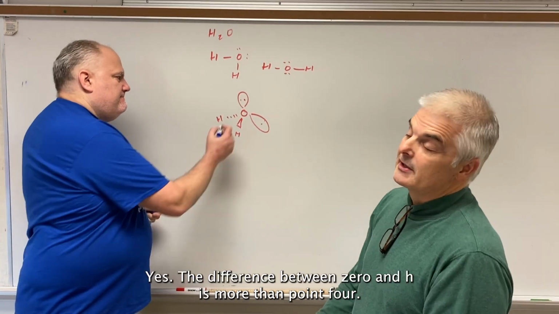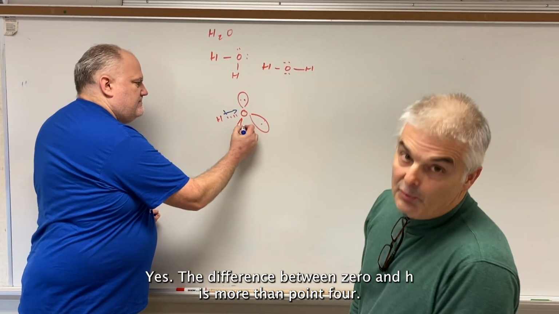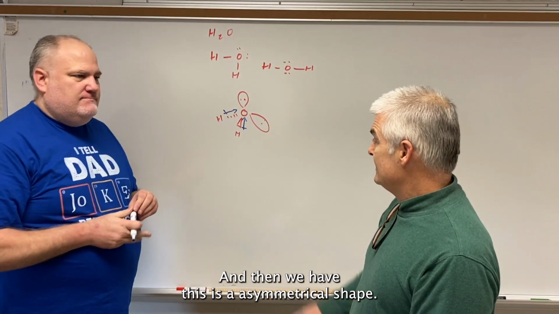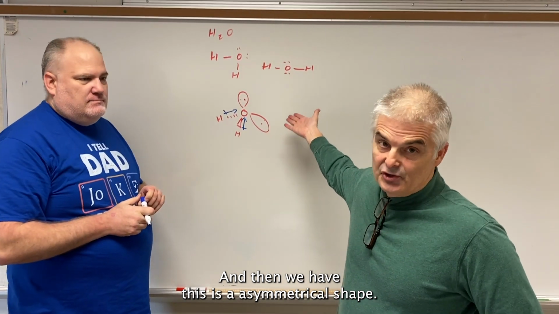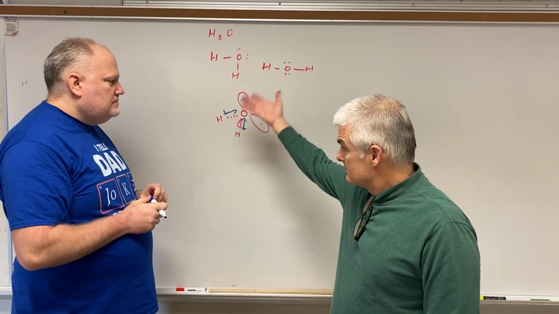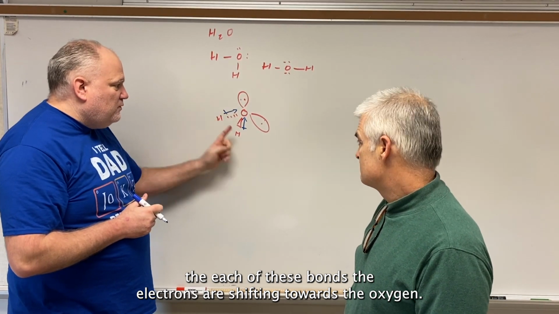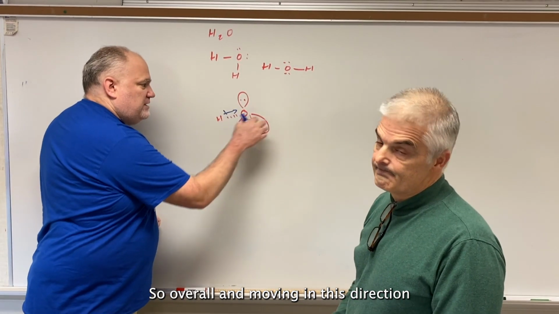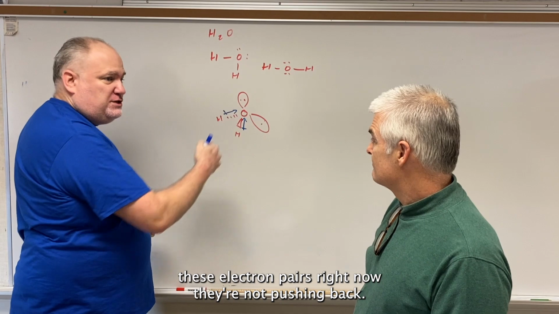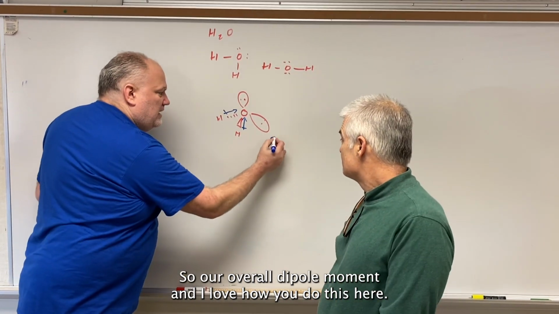So again, we have this simple question. Are the bonds polar? Yes. The difference between O and H is more than 0.4. And then we see this is an asymmetrical shape. It's not symmetrical. So again, right here, each of these bonds, the electrons are shifting towards the oxygen. So overall, they're moving in this direction. These electron pairs right now, they are not pushing back. So overall dipole moment, and I love how you do this here.